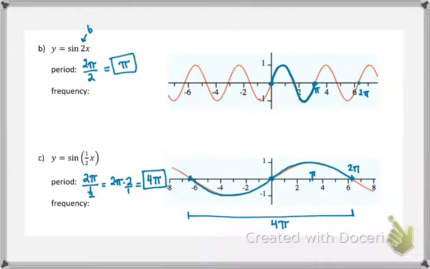In the second one, my b is 2, so that means my frequency is 2, and I can tell that I can draw 2 full cycles. Here's one, and here's the second one, in a 2 pi period. And then this last one, my b value is 1/2, so my frequency is 1/2, which means I can only draw half of a full cycle in a 2 pi period.